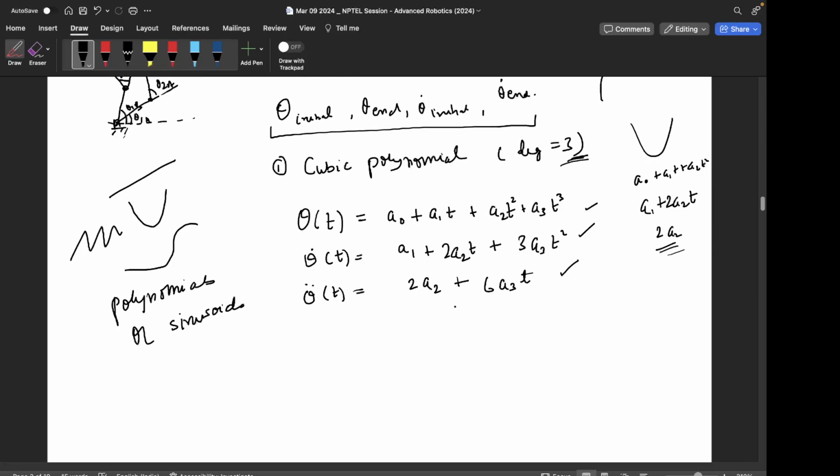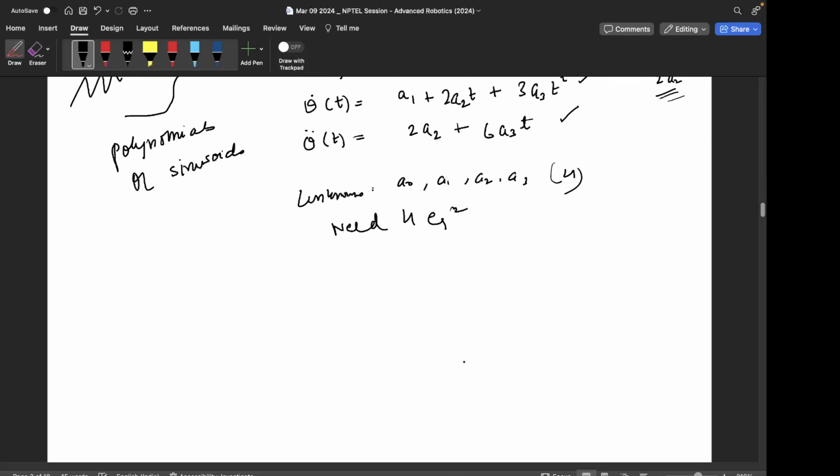So the unknowns here are a0, a1, a2, and a3. So four unknowns, so we would need four equations, right? And where do we get them? Because we have four boundary conditions. What are the boundary conditions?